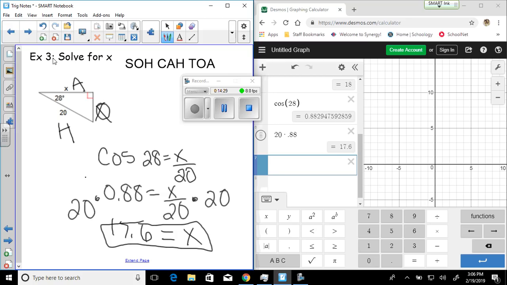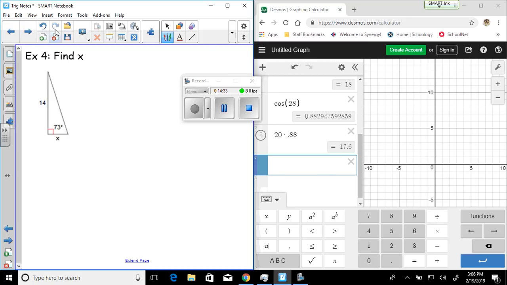Alright, so let's try example 4. So in example 4, we're trying to find x, so we're going to make sure we go ahead and label our hypotenuse, our opposite, and our adjacent. Alright, so we have our hypotenuse, adjacent, and opposite marked.